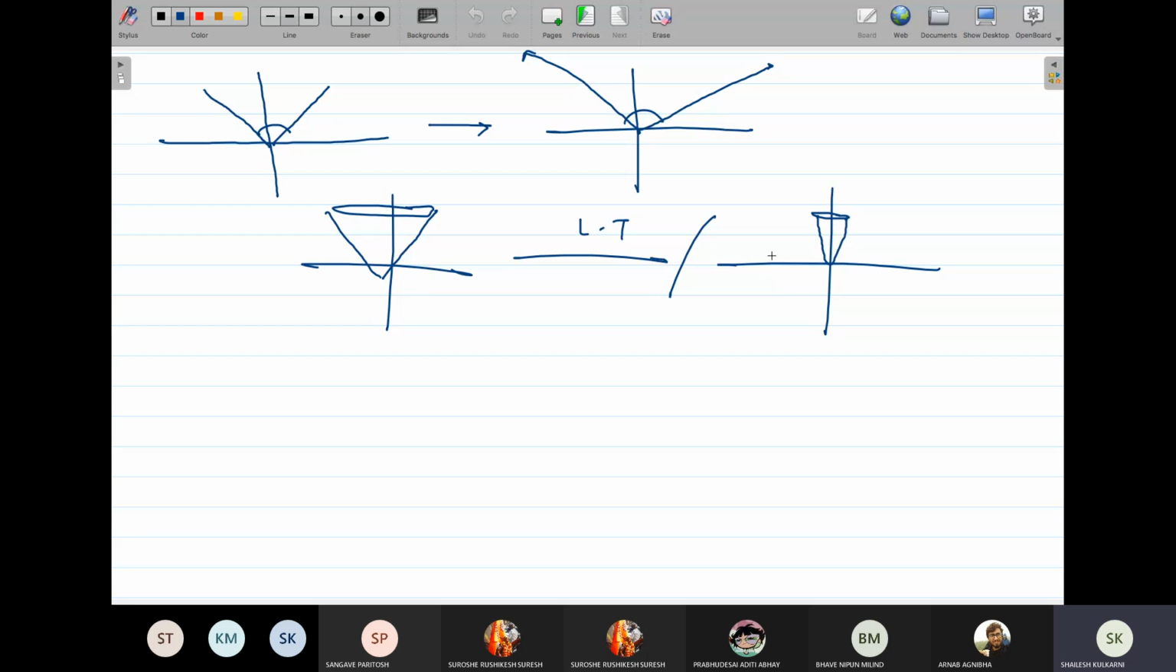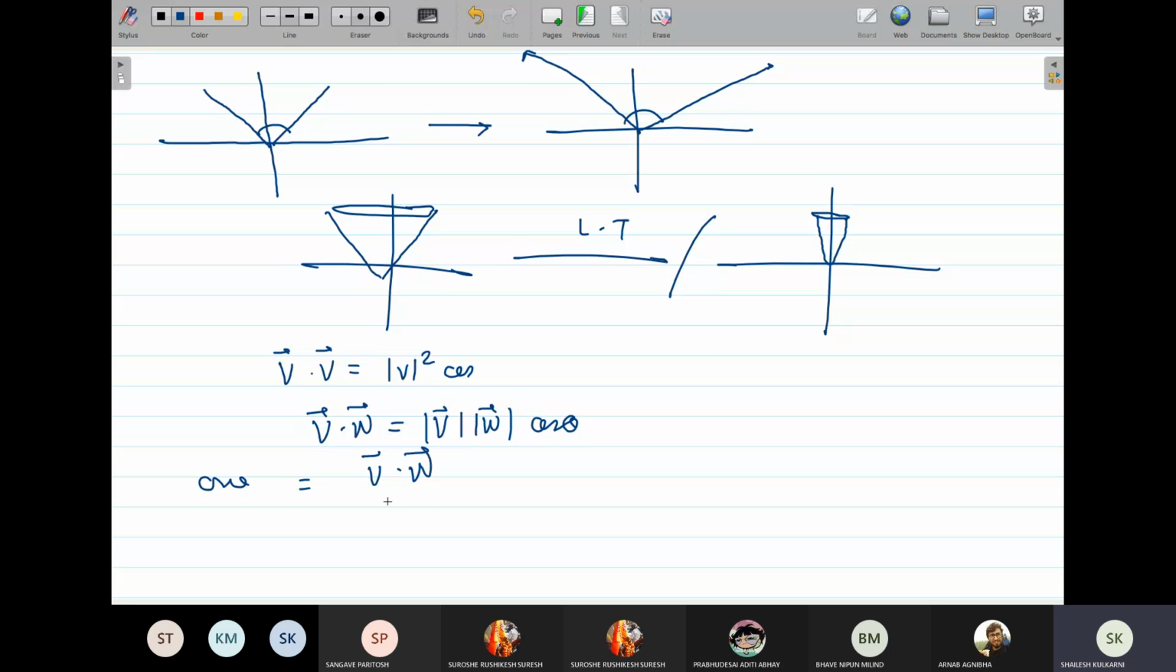You can also calculate the angle. How do you calculate the angle? Normally in 3-dimensional geometry, V dot W is equal to magnitude of V, magnitude of W, cos theta. So the angle cosine is defined as V dot W divided by magnitude of V and magnitude of W.